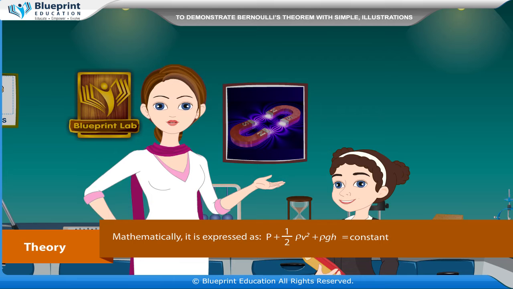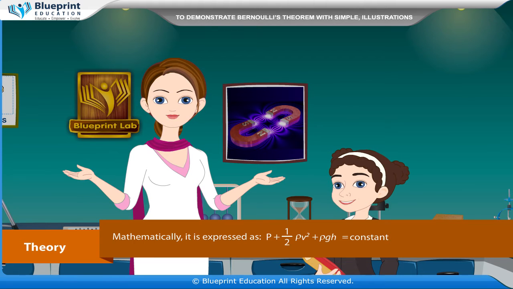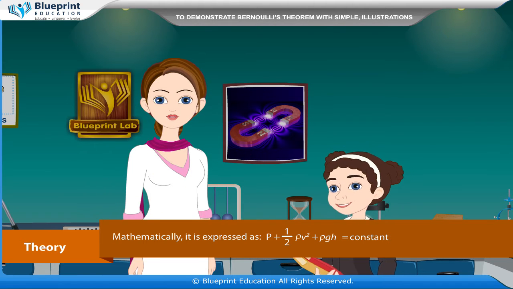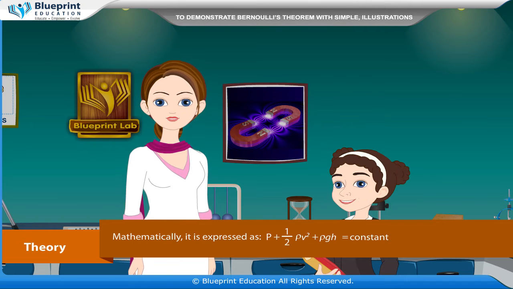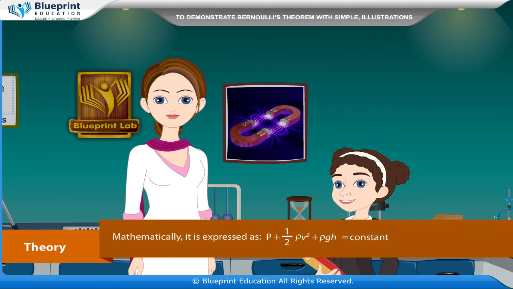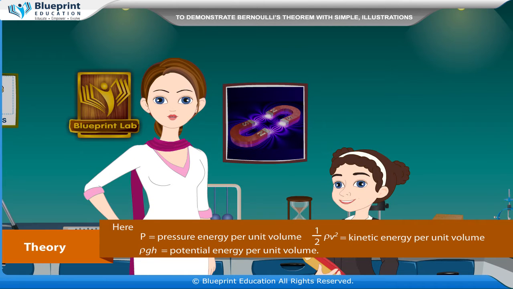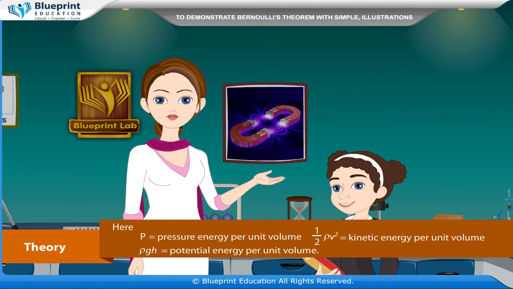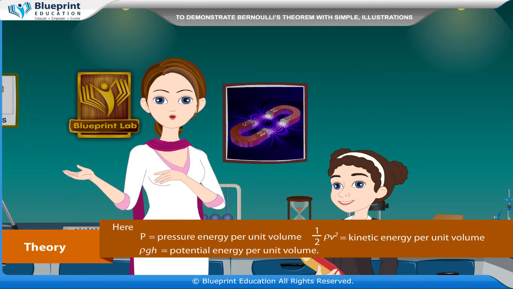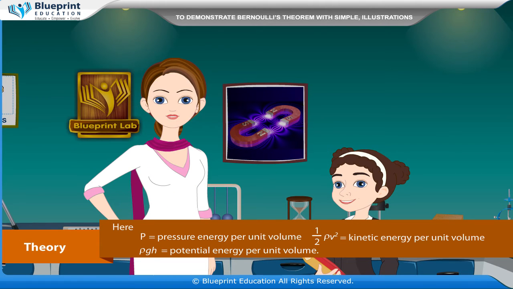Mathematically, it is expressed as P plus half rho v square plus rho gh is equal to constant. Here, P is equal to pressure energy per unit volume. Half rho v square is equal to kinetic energy per unit volume. Rho gh is equal to potential energy per unit volume.